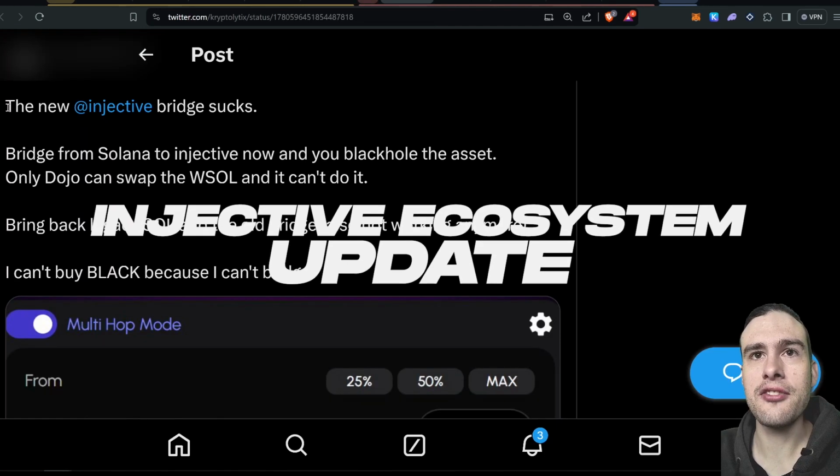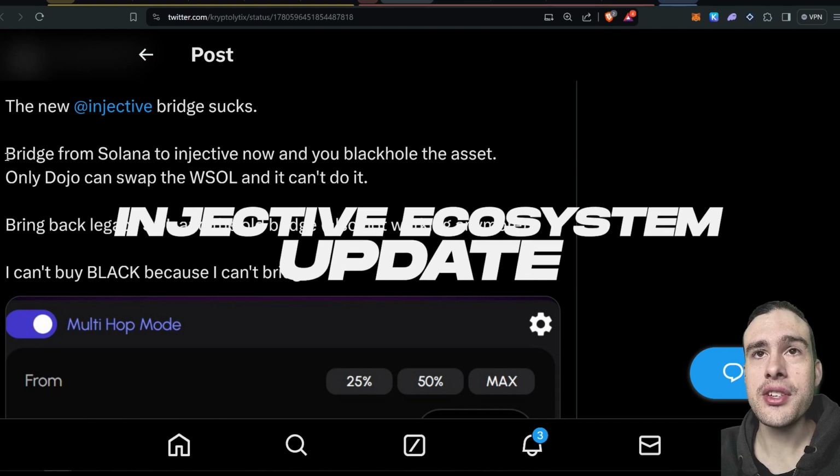So I think the new Injective bridge sucks, personally. I tried to use it and it didn't work.